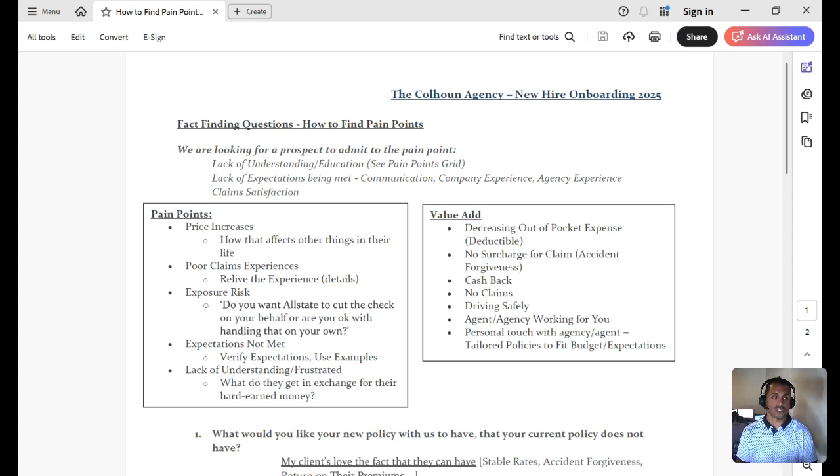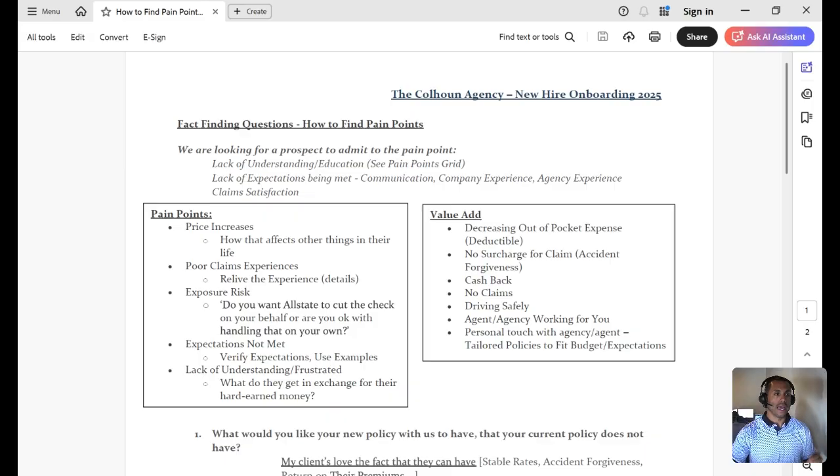Some of the other items are surcharges for claims, and cash back for not filing claims, being a good driver, having no claims, being a safe driver out there. And one thing that gets overlooked a lot is the fact that they get to work with an agent or an agency like you, right? So having a personal touch, having tailored policies, having the peace of mind to know that when I hand a dollar over, if and when that day comes that I need to pick up the phone and make that call, all I hear on the back end of it is, don't worry, go on with life. We'll take care of everything from here. At the end of the day, that's what our clients are expecting.